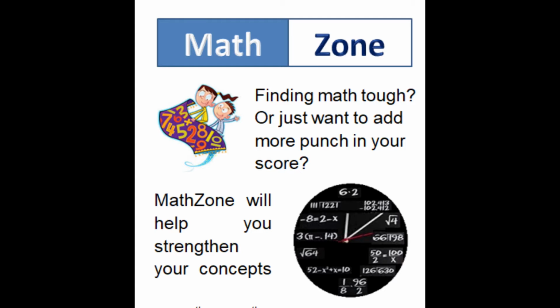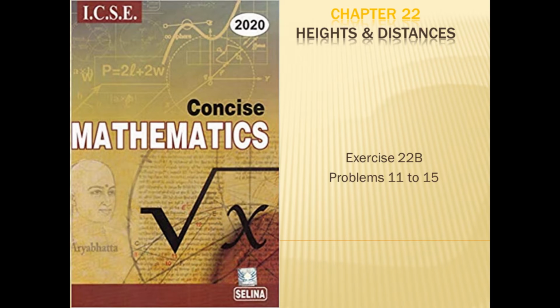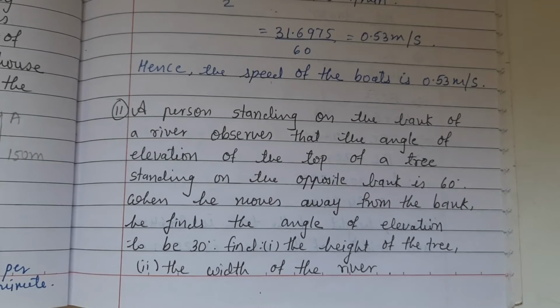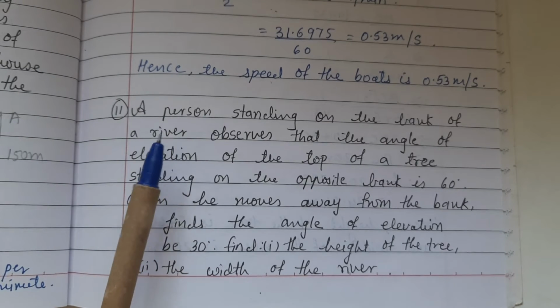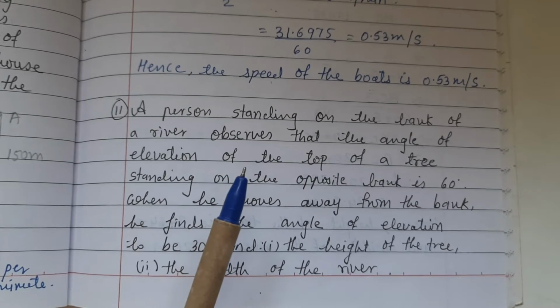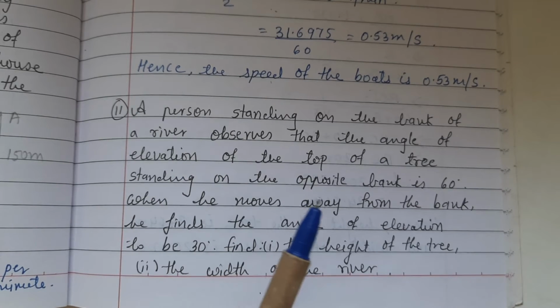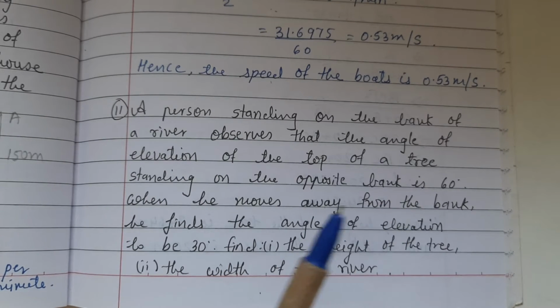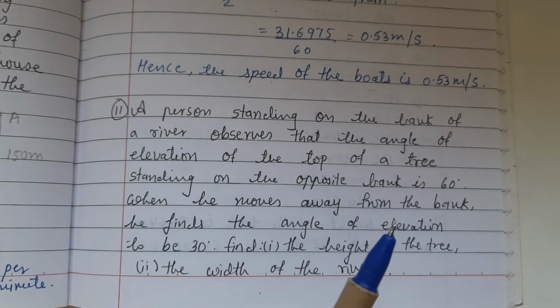Class 10, Chapter 22, Heights and Distances. Sum number 11. A person standing on the bank of a river observes that the angle of elevation of the top of a tree standing on the opposite bank is 60 degrees. When he moves away from the bank, he finds that the angle of elevation is 30 degrees. Find the height of the tree and the width of the river.